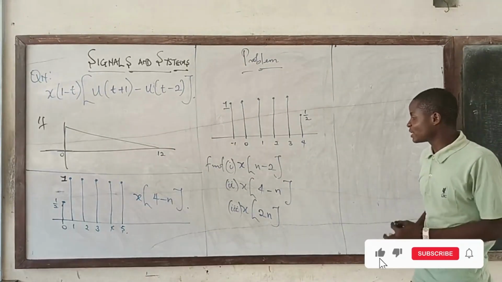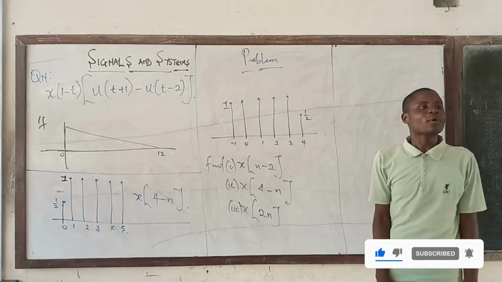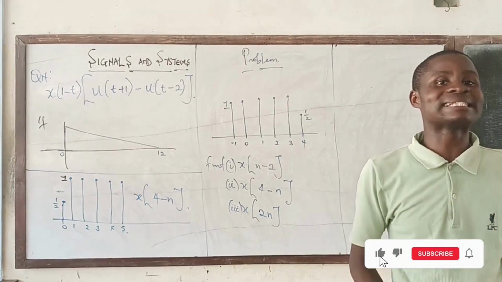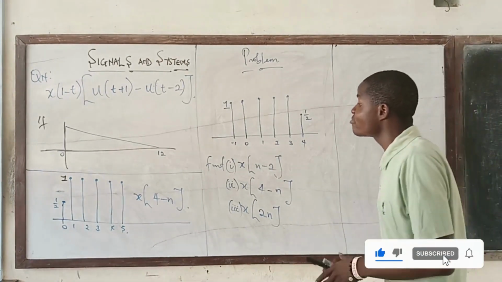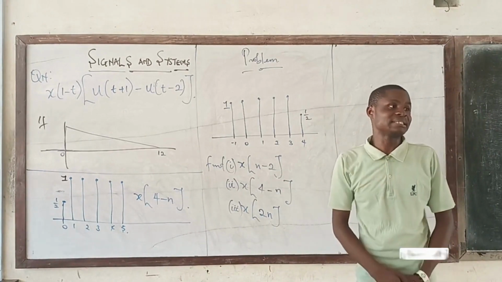Now, here's the last problem. The last problem is x of 2n. By now you should have understood what x of 2n is actually telling me: I'm going to compress this signal.